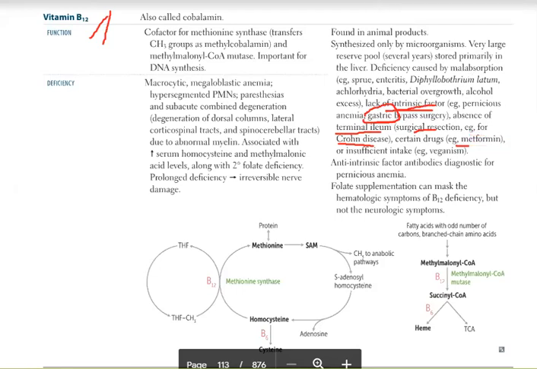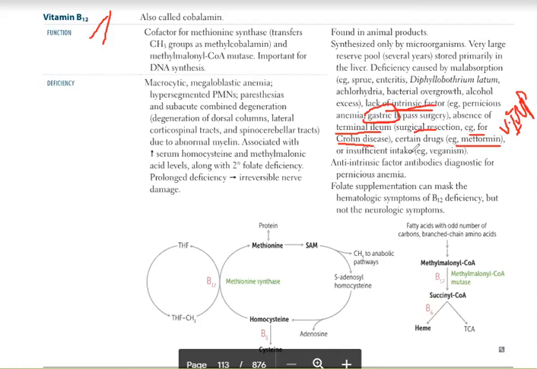Metformin is your oral hypoglycemic drug. We call it glucophage. Okay, so whenever the patient is taking glucophage, the patient is taking metformin, so you will see this sort of deficiency. Okay, metformin. And insufficient intake, veganism.